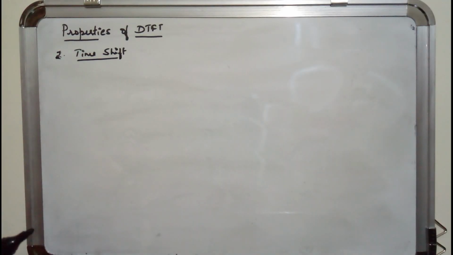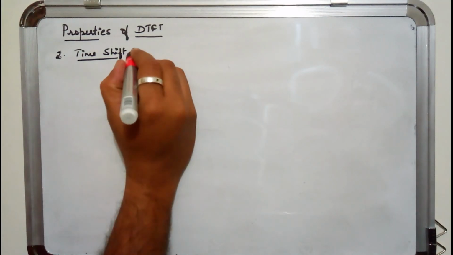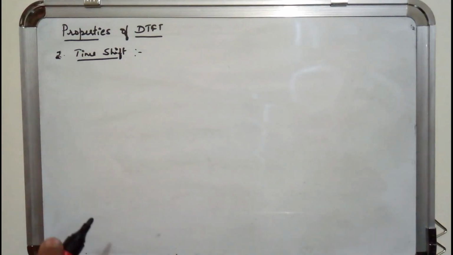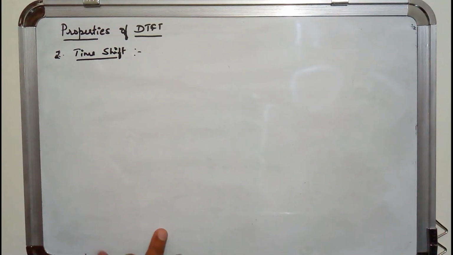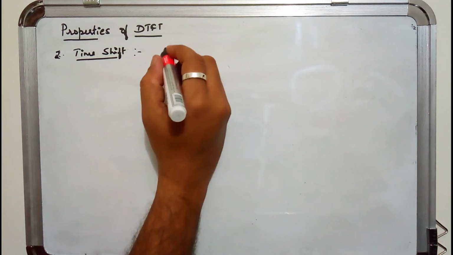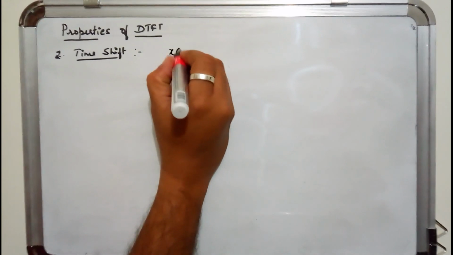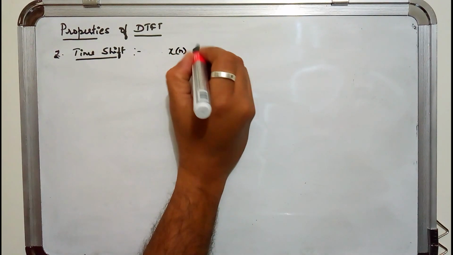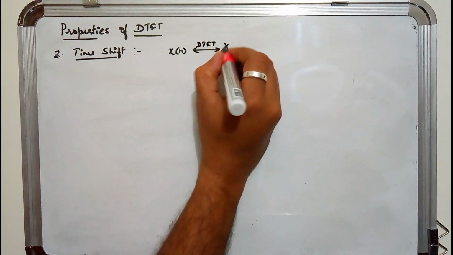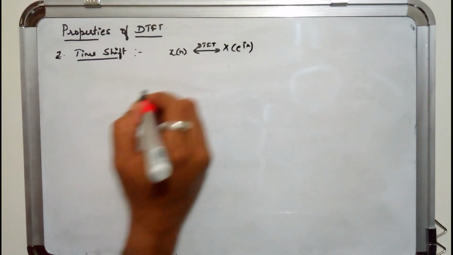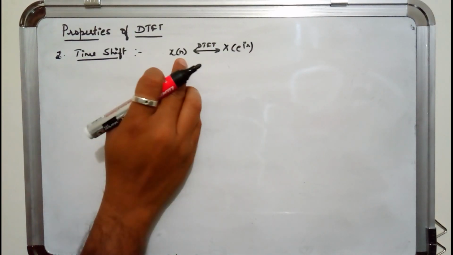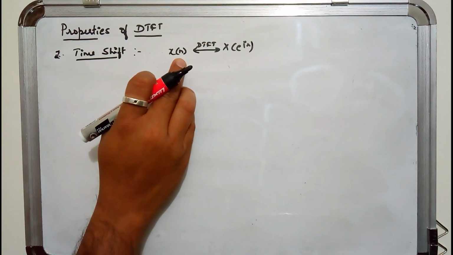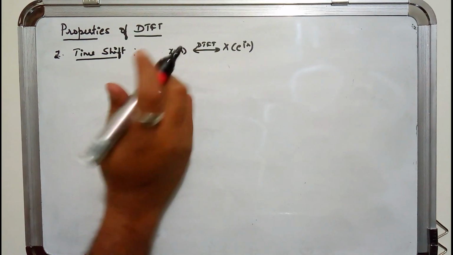Now the second property is the time shift property. This also I have discussed in CTFT in detail. Now I'll be solving it in brief. So we know that x of n forms a DTFT pair with X of e power j omega. Now time shift, that means what is time here? In case of CTFT it was t, here it is n, discrete time.